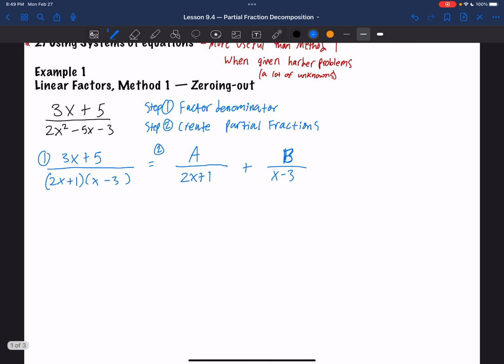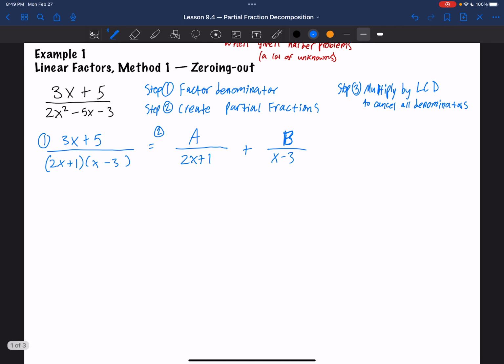Okay, I should have left some more space. Let's say step 3. Step 3 is to multiply by your LCD, and this is to cancel all denominators. So I'm kind of slow writing this out. Step 3, if you multiply by the LCD on both sides, then you will effectively cancel all denominators. And then we can do something with this.